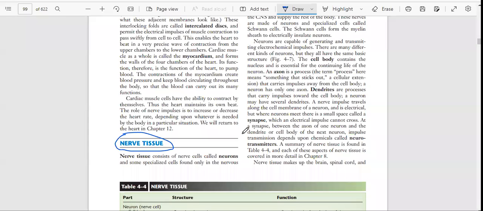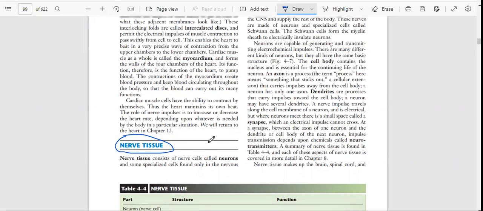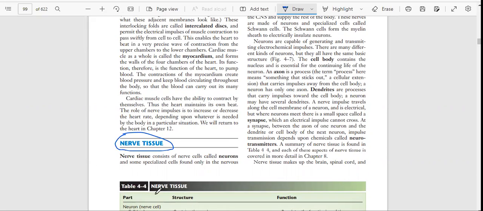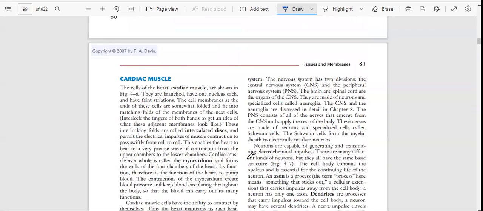Next we talked about the connective tissue, and third we have talked about muscle tissue. Now we'll talk about nerve tissue. So very important. Nerve tissue consists of nerve cells called neurons. So nerve tissue is made up of which type of cells? Neurons. So the nerve tissue is made up of neurons. The single cell is called a neuron. And there are some specialized cells found in the nervous system.